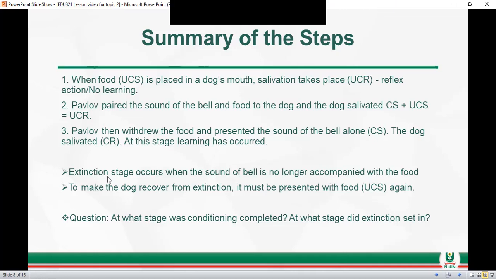Now, when we come for the live class, I want you to take note of this question for discussion. We are going to discuss it. At what stage was conditioning completed? And at what stage did extinction set in? Please take note of that. It's a question for discussion. We are going to discuss that during the live class.